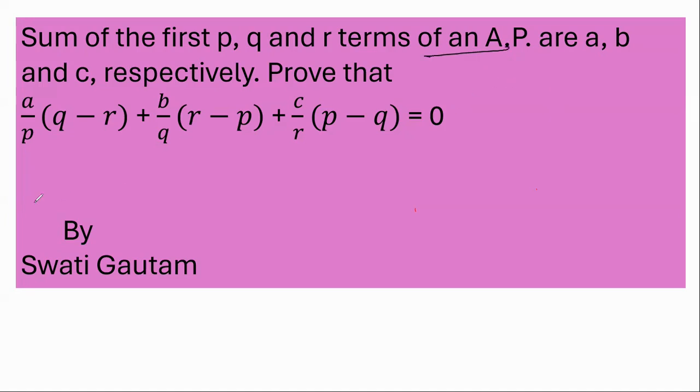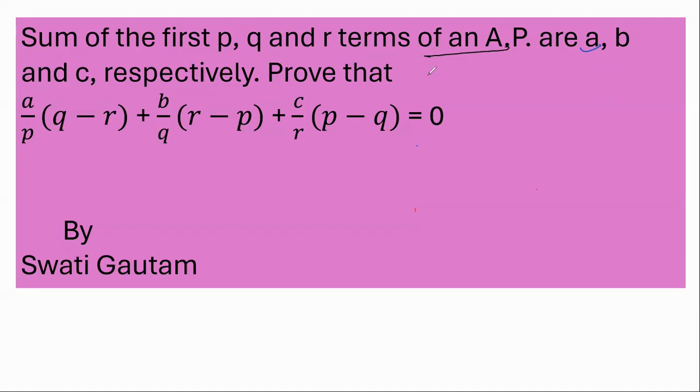First of all, the main thing is that the AP is only one here, right? There is only one AP, meaning there is only one sequence. Out of that sequence, when we add first P terms, the sum will be A. When we add first Q terms, the sum will be B. And when we add first R terms, the sum will be C.